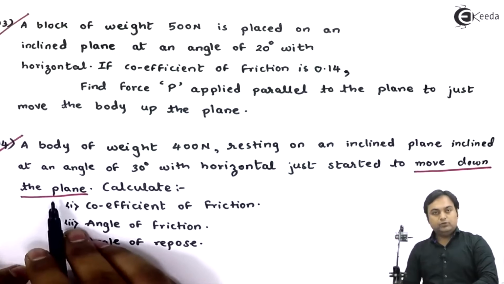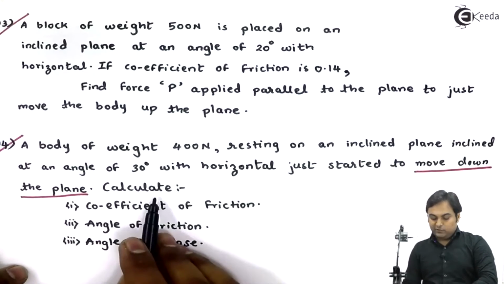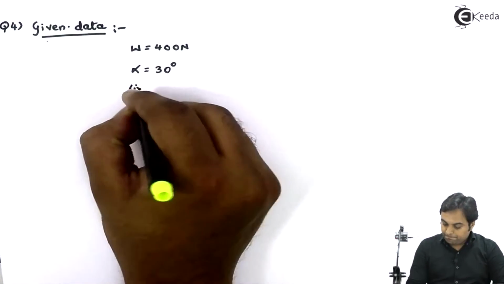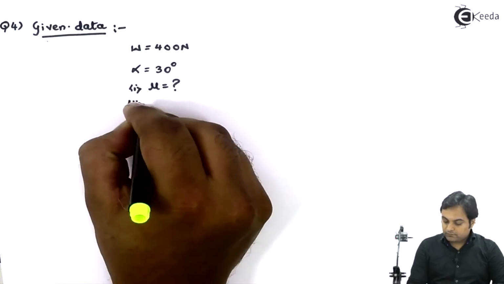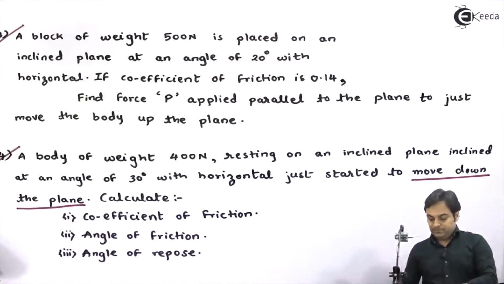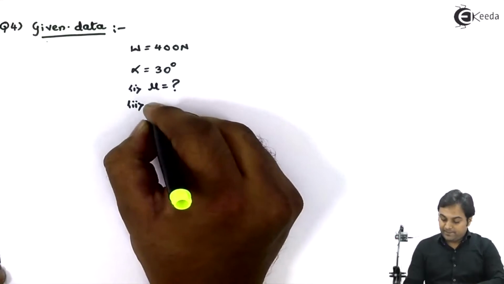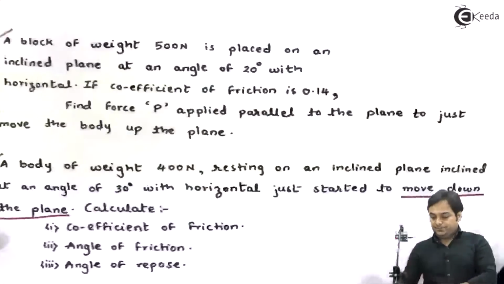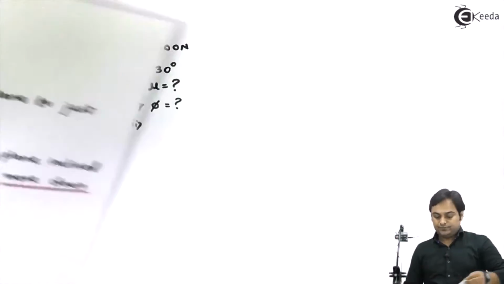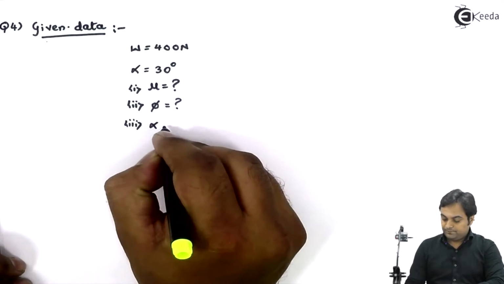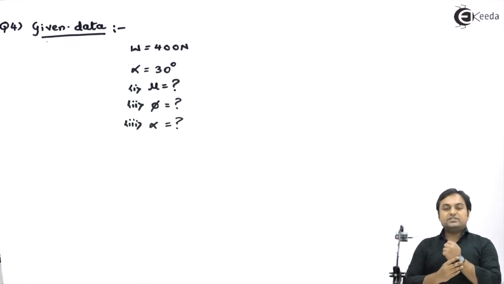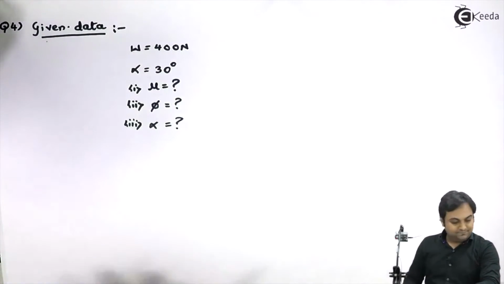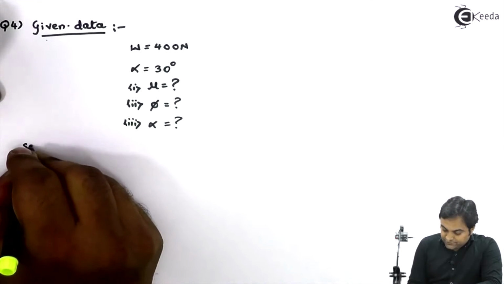Just started to move down the plane, that's the condition. Calculate coefficient of friction, that is mu. The first question is mu. Angle of friction, the second question, that is phi. Third question, angle of repose, that is alpha. So this is the question which we have in front of us. Now let us try to get the solution. I'll write the solution for this.